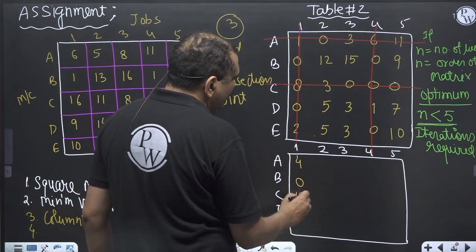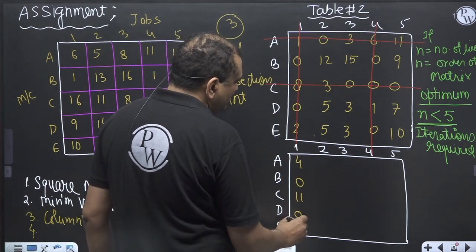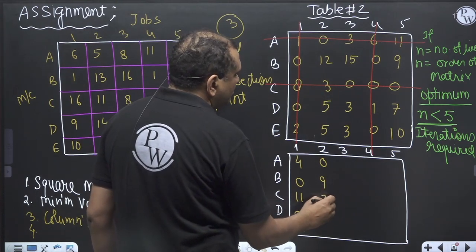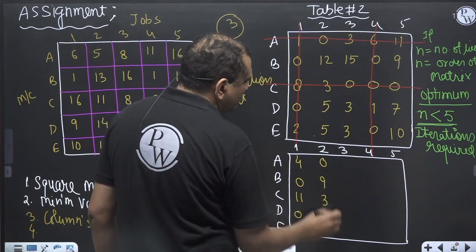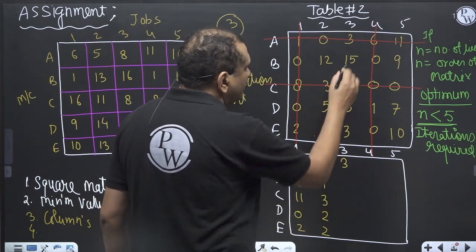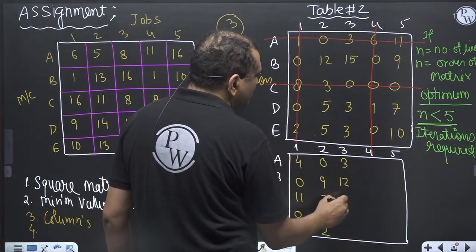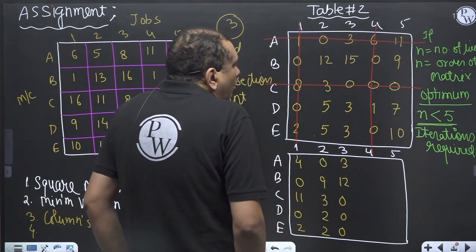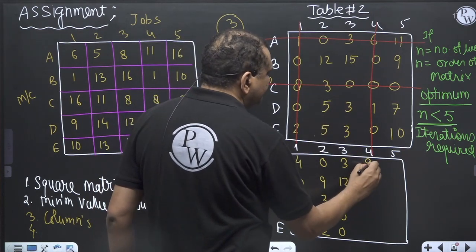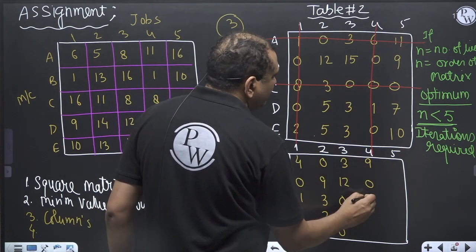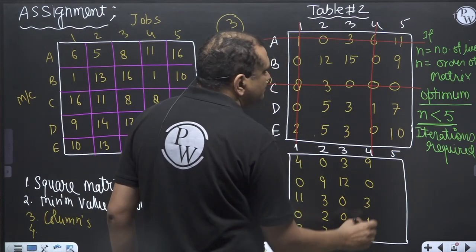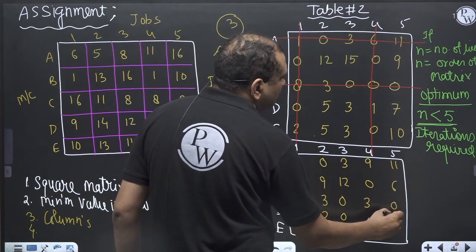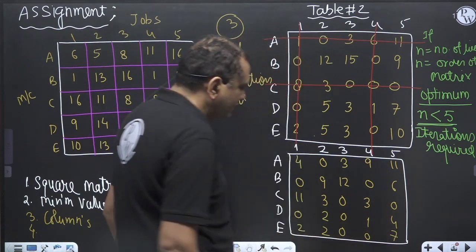0, 11, 0, 2, 0, 9, 3, 2, 2, 3, 12, 0, 0, 0, 9, 0, 3, 1, 0, 11, 6, 0, 4, 7.